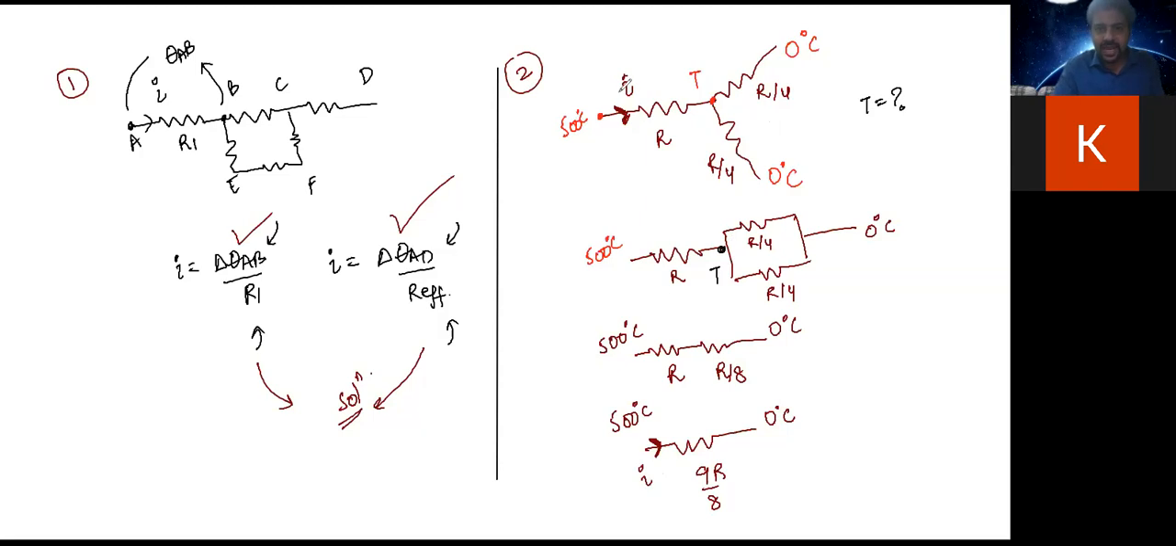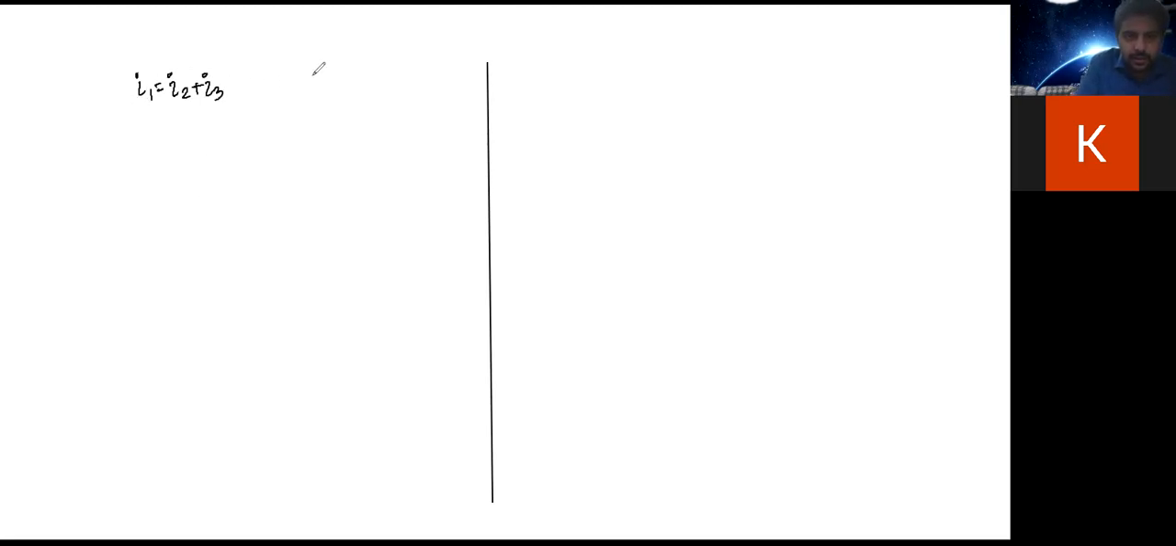So Samriddhi suggested a way that, sir, we can take, let's say I2 current is flowing here, I3 current is flowing here, and this is I1, right? So we could write, therefore, I1 is equal to I2 plus I3. Once we have this expression, we can use the expression for heat current, that is H is equal to KA delta theta upon L, which is nothing but heat current is equal to delta theta upon R.